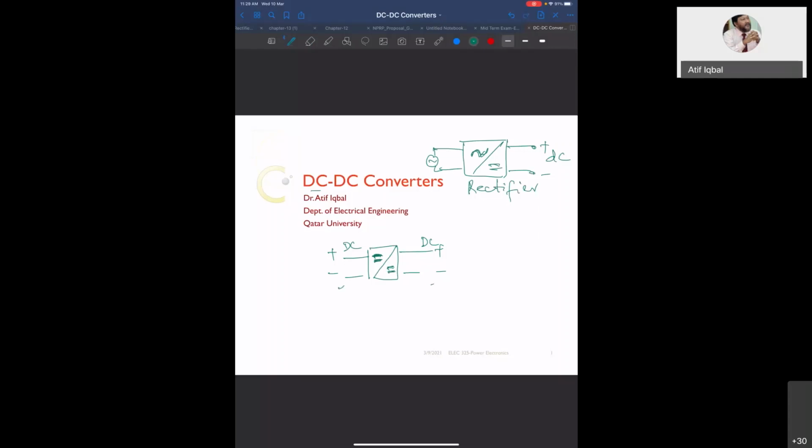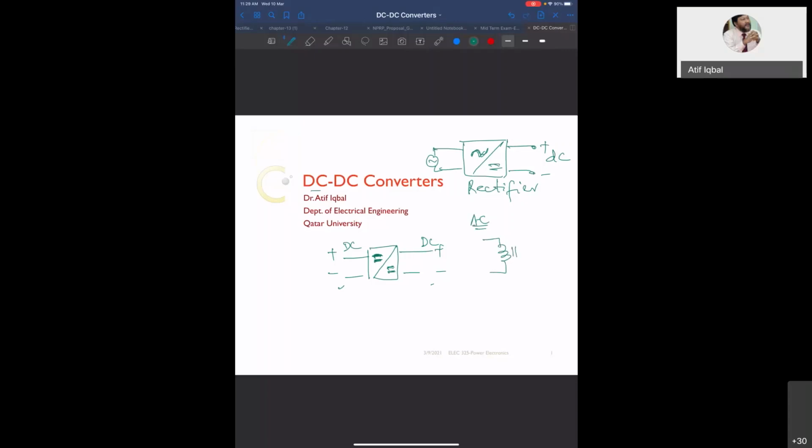So then what is the use of this? What are we trying to do here? Can you guess why we have this kind of converter? Stepping up or stepping down the voltage. Exactly.